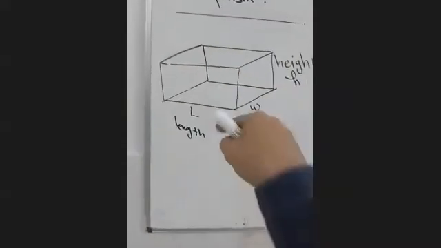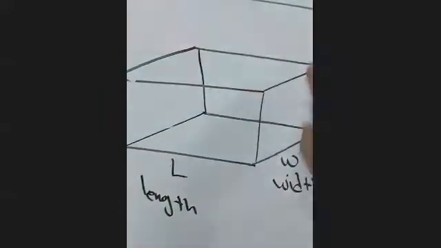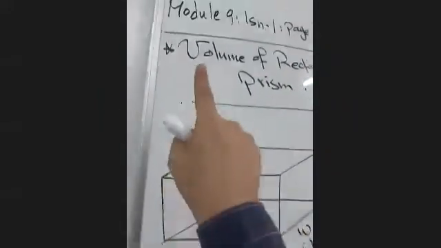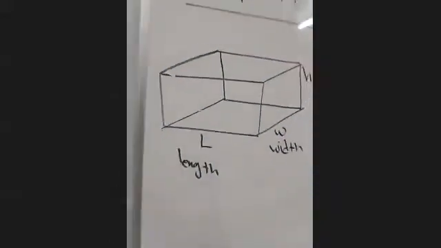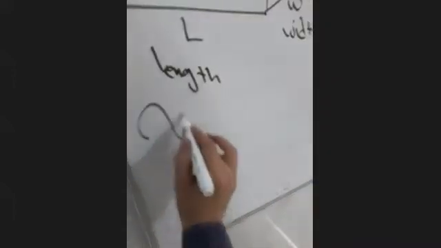But this one has. I can open a door here and put things inside it and close it. So it has a space. If the figure has a space, we can find the volume of it. But how will we find the volume of the rectangular prism? We have a formula.